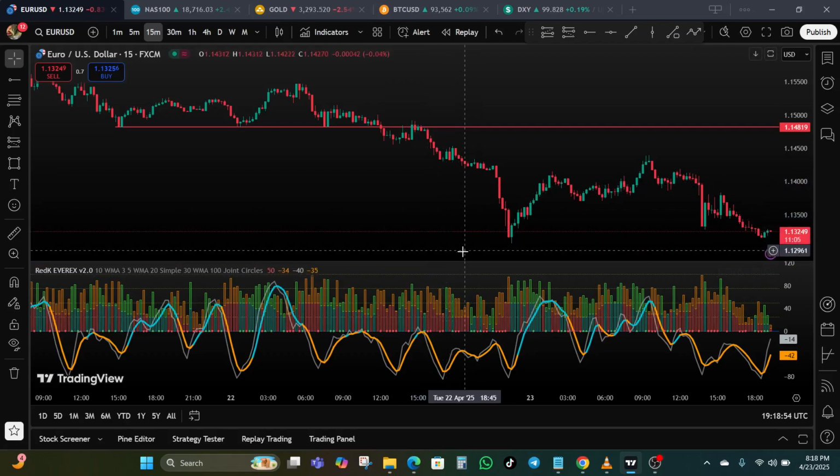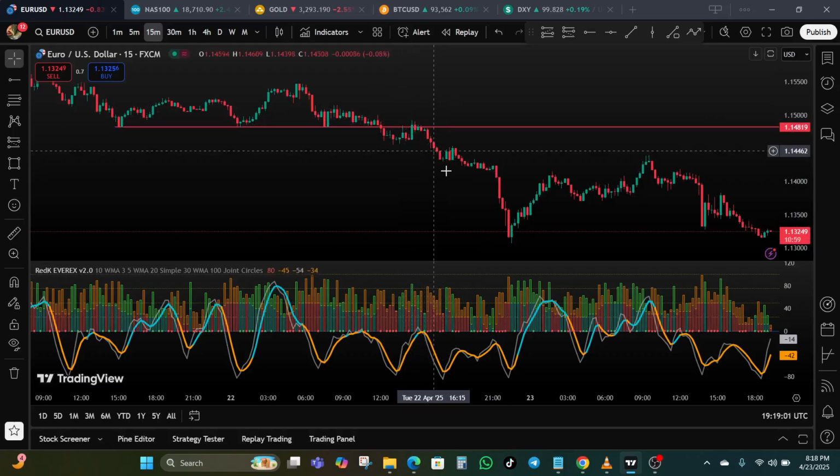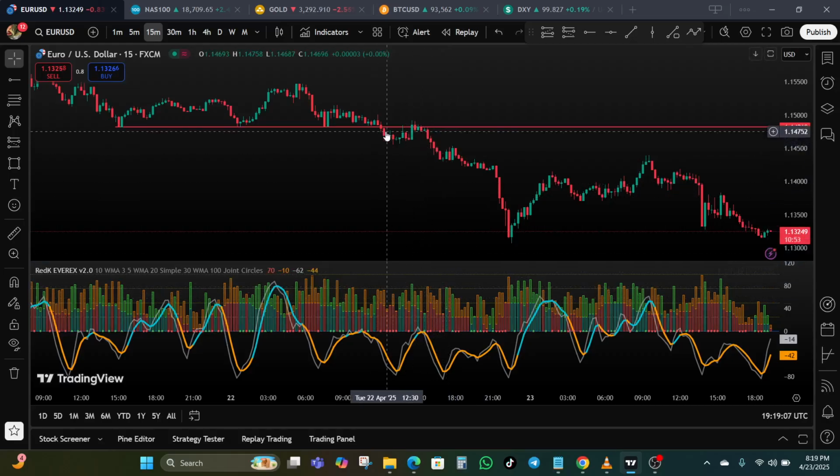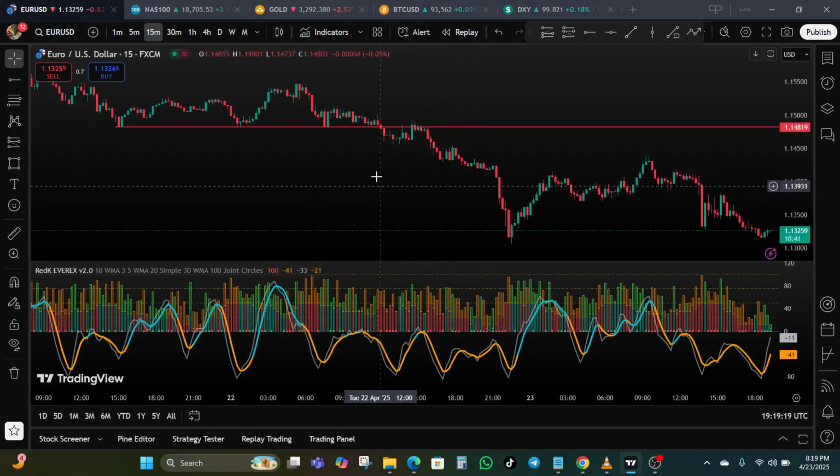Now, you flip that. If you see price break out of a range on moderate or low volume, I think we have had a breakout here, right? The orange was on top of the red. But if you see a strong result, that's a potential sign of smart money initiating a move.